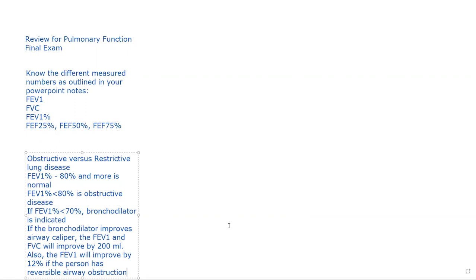So you're looking at two different numbers, the FEV1 and the FVC. Two things with the FEV1. If the FEV1 improves by 200 mLs, that indicates reversible airway obstruction, but it should also show a 12% improvement in the FEV1. So for FEV1 you're looking at two different numbers, 200 mL and 12%. For the FVC, it should improve by 200 mLs or 0.2 liters.